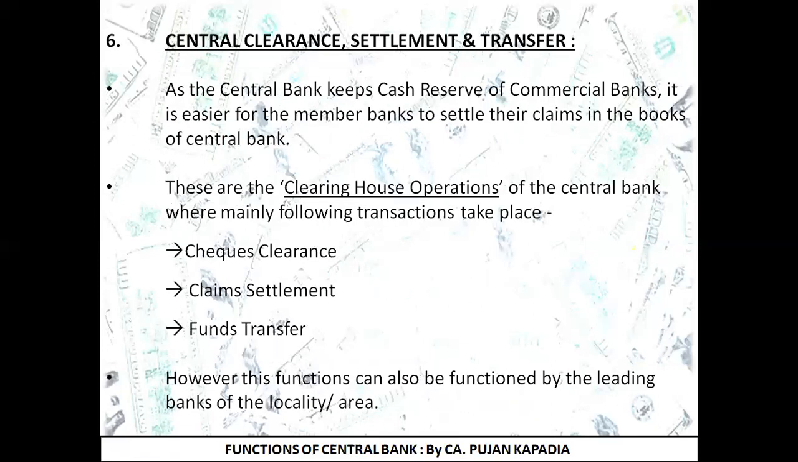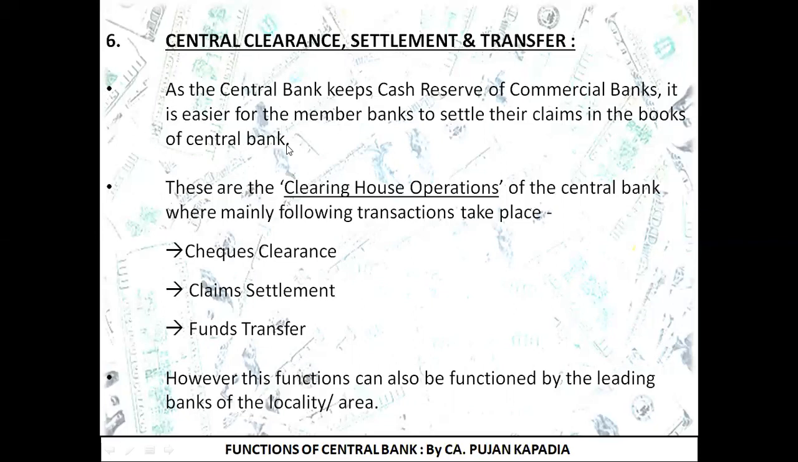Central clearance, settlement and transfer. Let's read what is written over here. As the central bank keeps cash reserve of commercial banks, we have just studied two points back that all the commercial banks are required to maintain CRR, that is cash reserve ratio, with the central bank. So the same thing is written over here. As the central bank keeps cash reserve for the commercial banks, it is easier for the member banks to settle their claims in the books of the central bank.